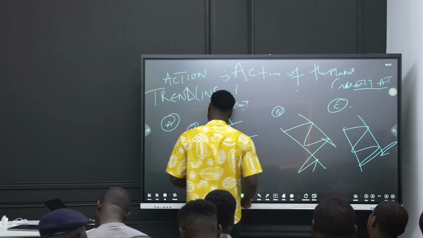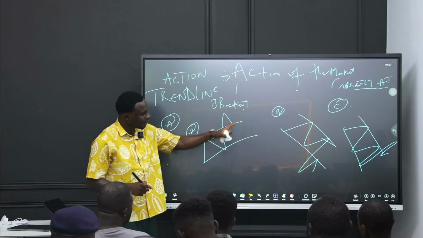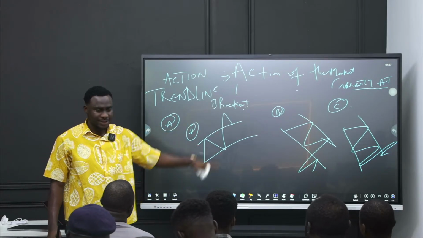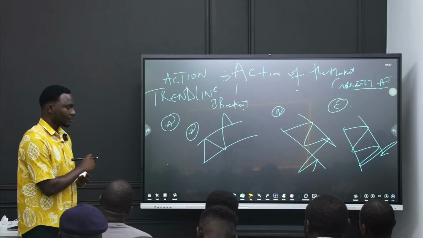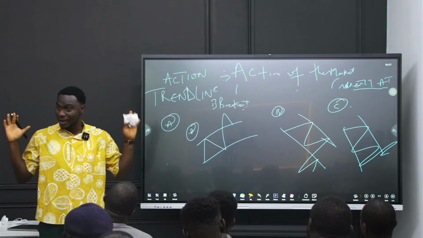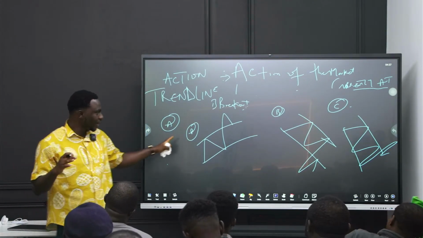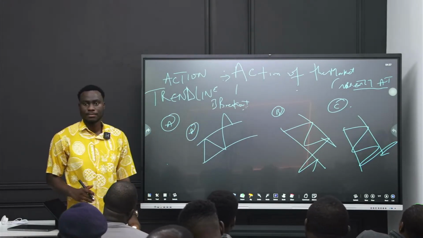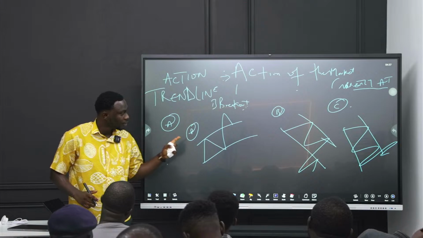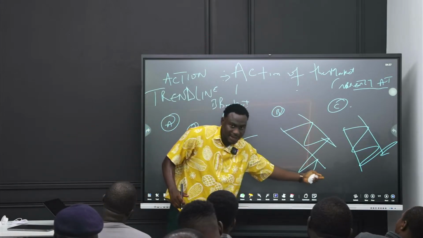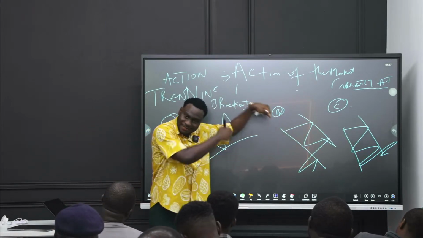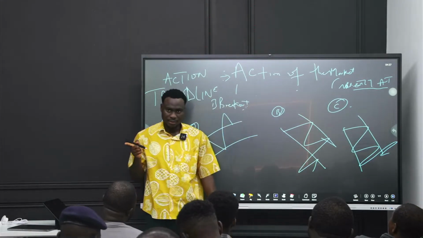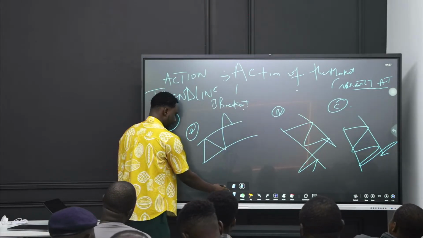So A is initially buying, B is selling, C is selling. What do we call A? What do we call B? What do we call C? A is continuation. Do we all agree? Yes. Why? Because the breakout is happening in the same direction. Okay, B? Because it's a selling market, the breakout is happening where? Once it retests, what happens? It continues selling. And what about C?